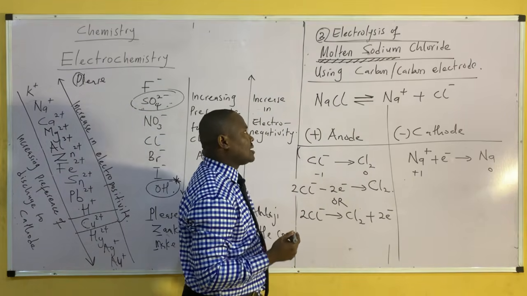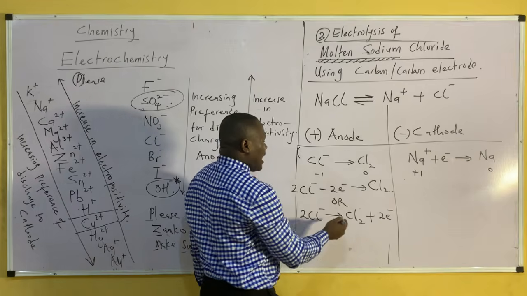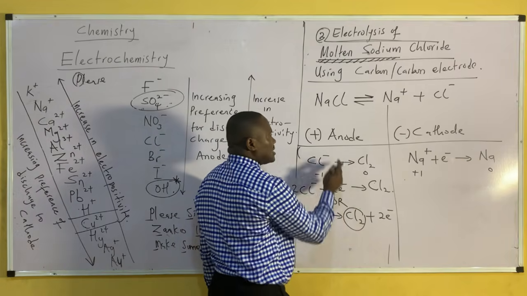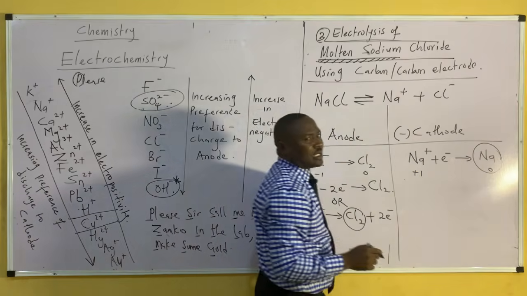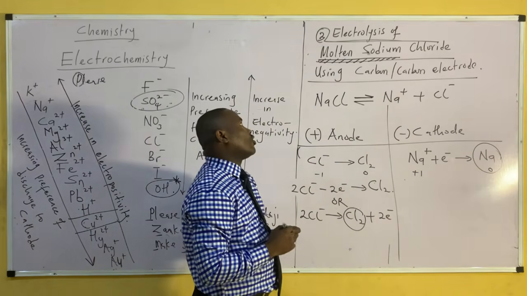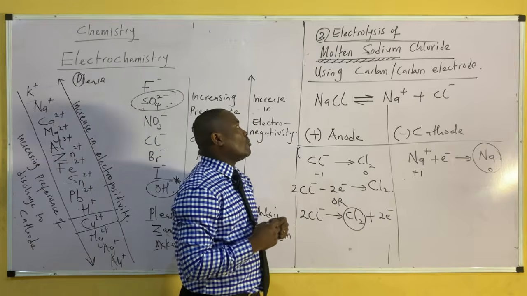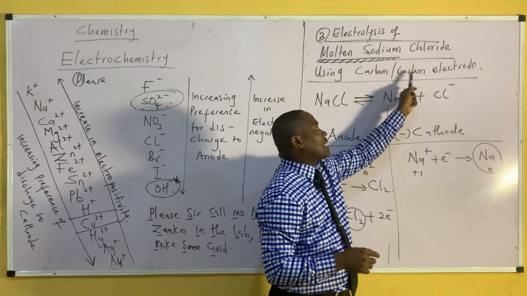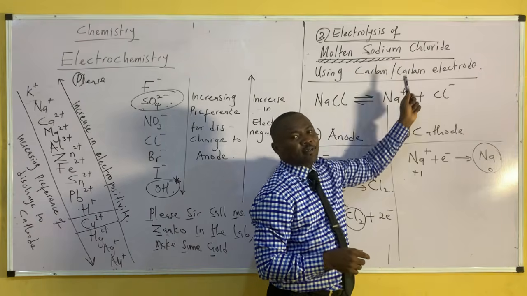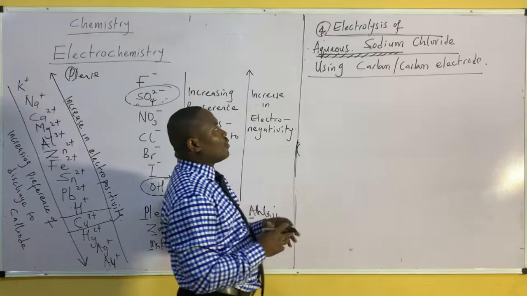Now, if you check this out, what do you have? I have chlorine gas released at the anode, and I have sodium deposited at the cathode. This is for electrolysis of molten sodium chloride using carbon-carbon or graphite-graphite electrodes. Now let's look at example 4.